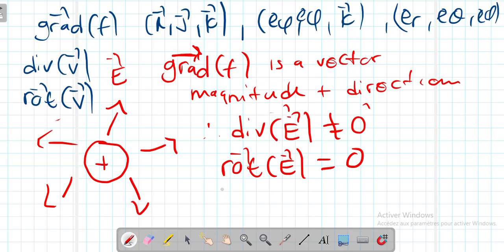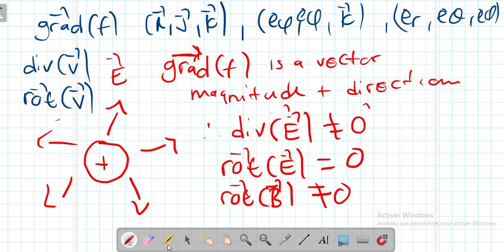When you start looking at another component of this module, we'll also learn about the magnetic field. The rotation of the magnetic field, represented by B, will be non-zero because you will learn that the magnetic field is rotating when you draw it. Those are the applications of gradient, divergence, and rotation.